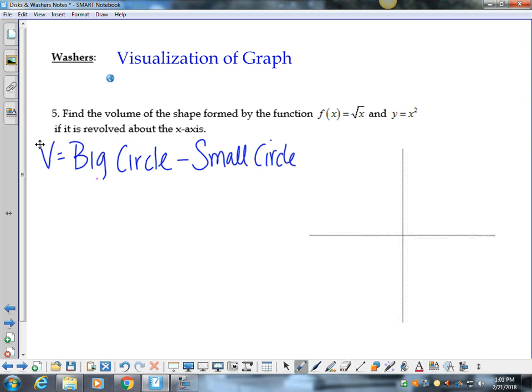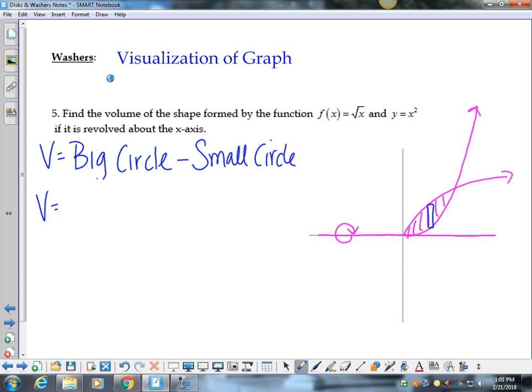So I'm going to find the volume. Y equals square root of x. And y equals x squared. We're going to rotate it along that axis. Okay, we're going to go horizontal here in a little bit, so really focus on your rectangle is always going to be perpendicular to your axis of rotation. Okay, so we're still vertical right now.